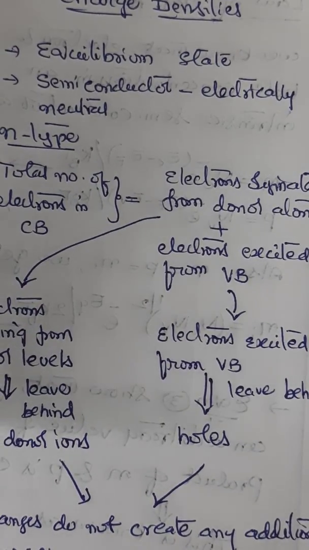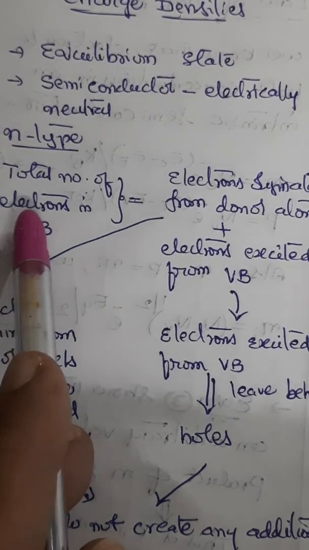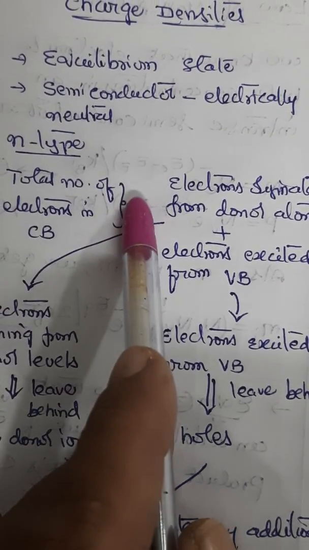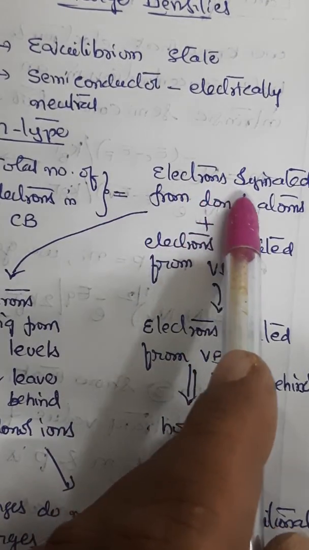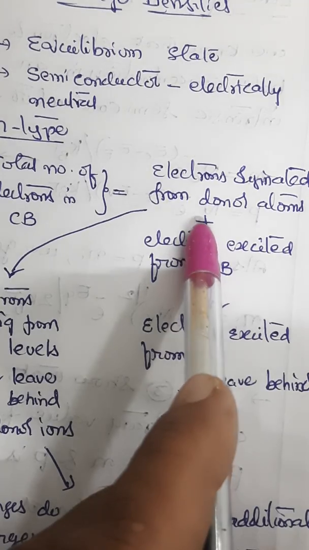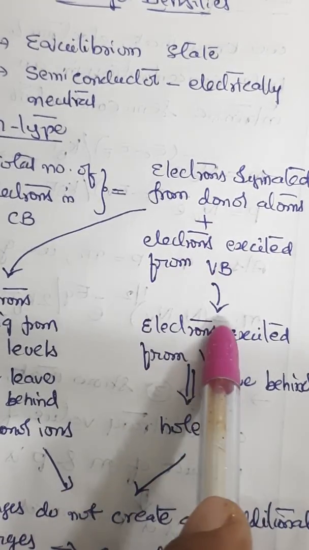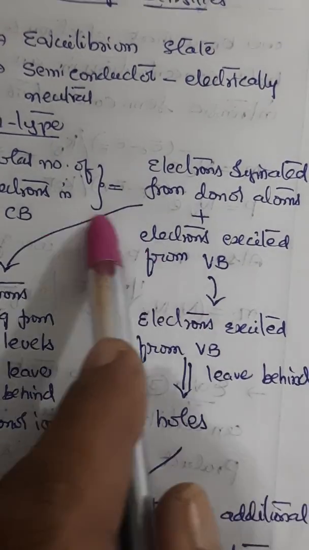In an n-type semiconductor, the total number of electrons in the conduction band must be equal to the sum of electrons originated from the donor atoms and electrons excited from the valence band. That is what it means.